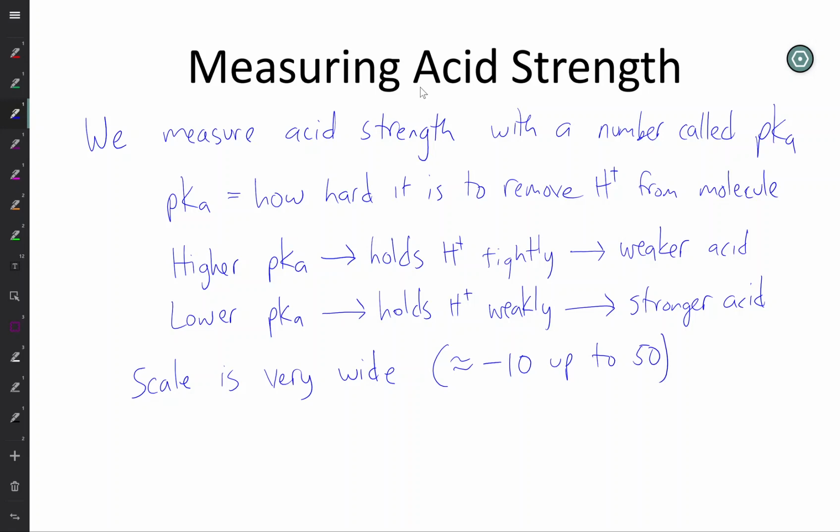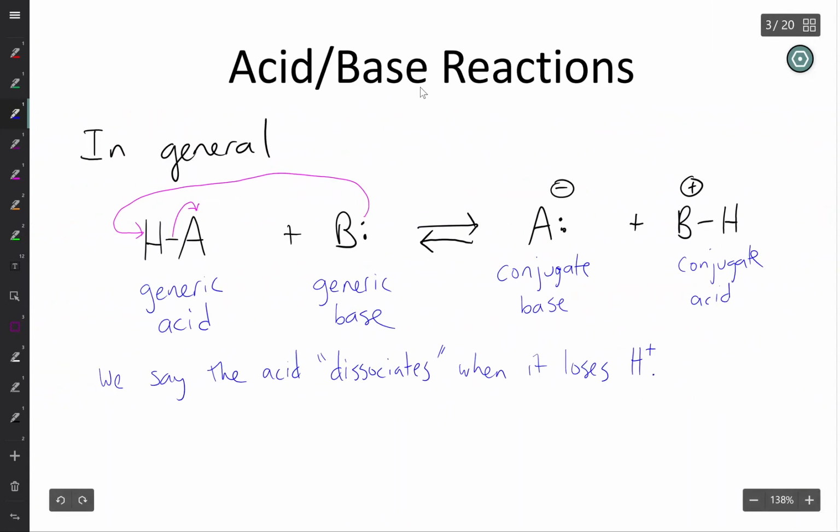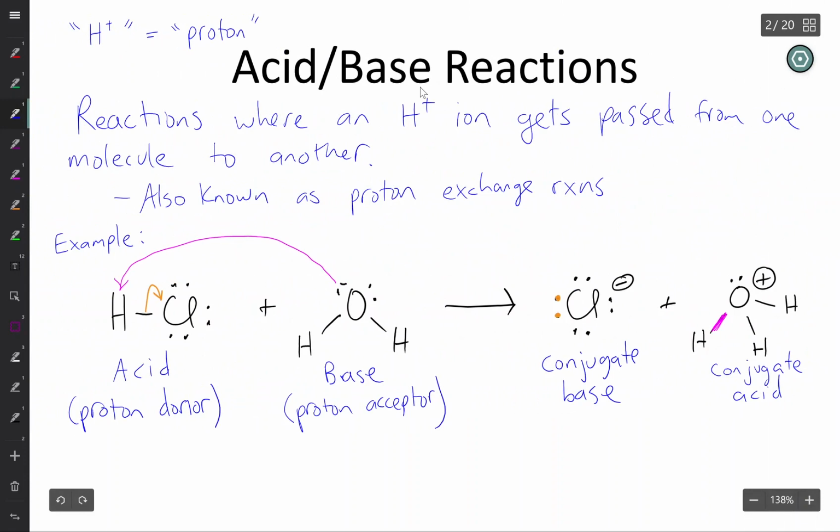We're going to continue talking about acids and bases, which we started a long time ago, I know. So I'm going to try and refresh your memory. You should already have most of this stuff written down. Just to refresh, acid-base reactions are what we call proton exchange reactions.